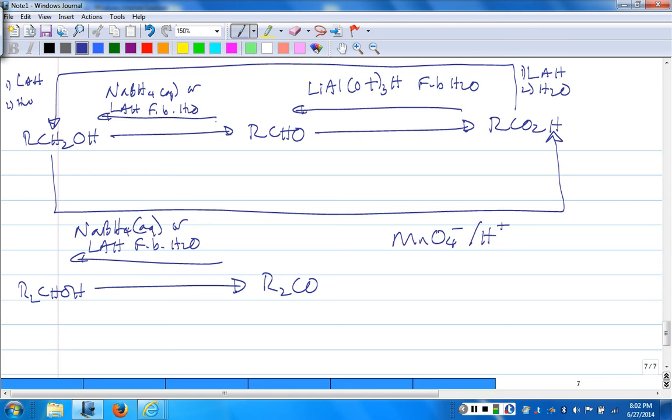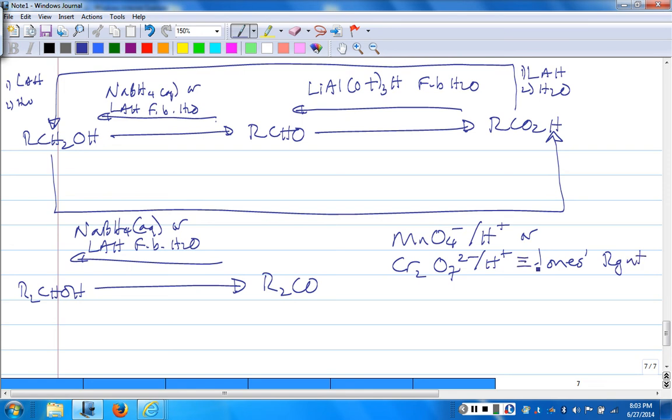Permanganate will oxidize anybody who can be oxidized. So if you have a carbonyl H or a carbonyl H, permanganate will oxidize you. Another one that can do that is acidified dichromate. Acidified dichromate has a particular name. It's called Jones reagent.